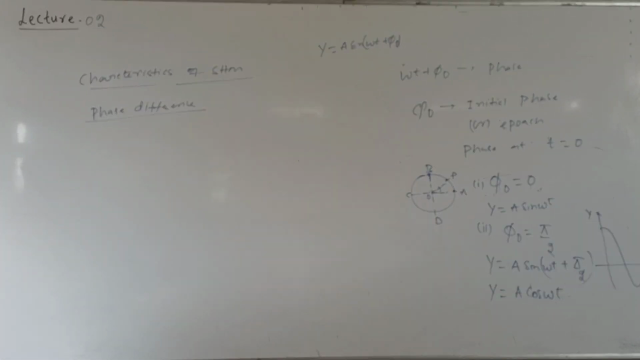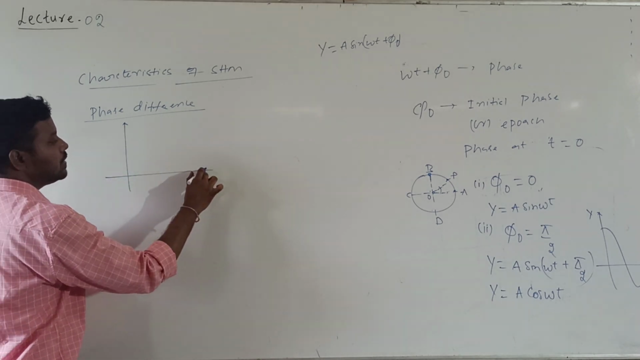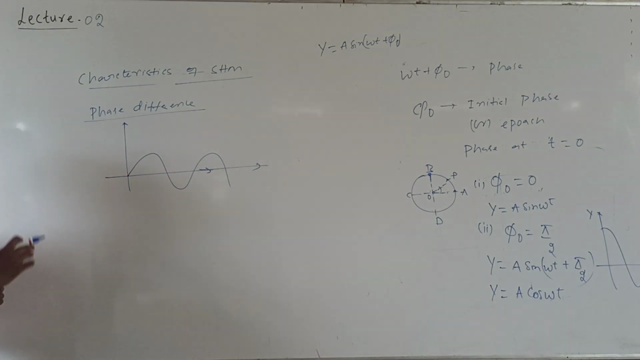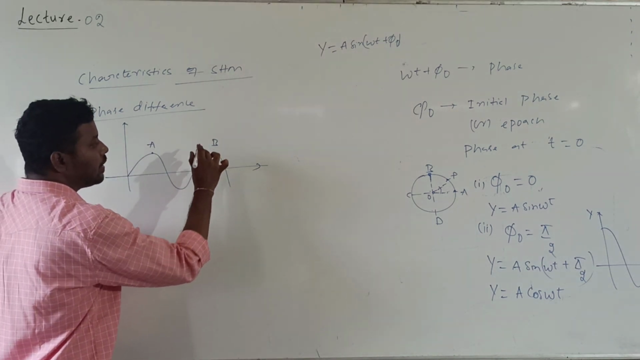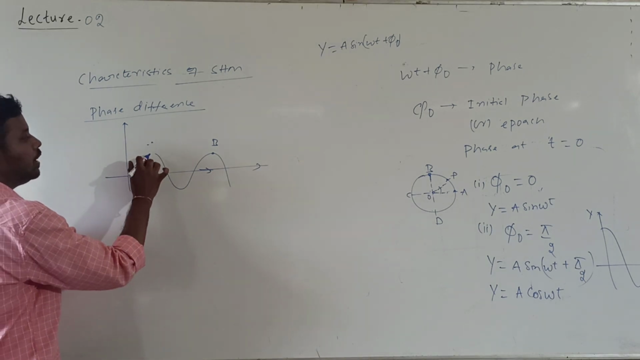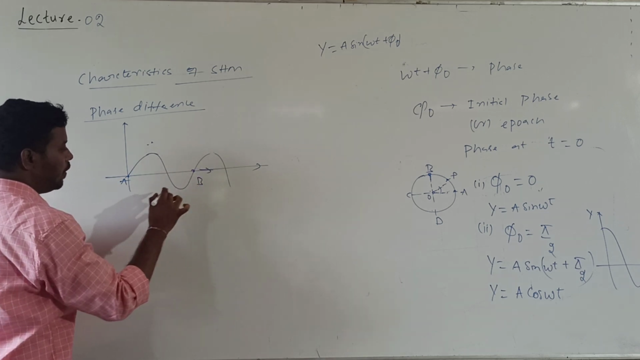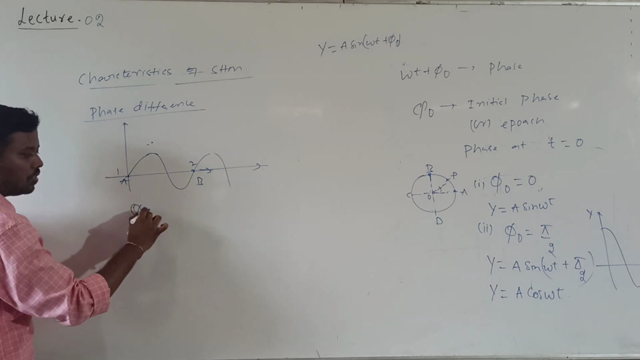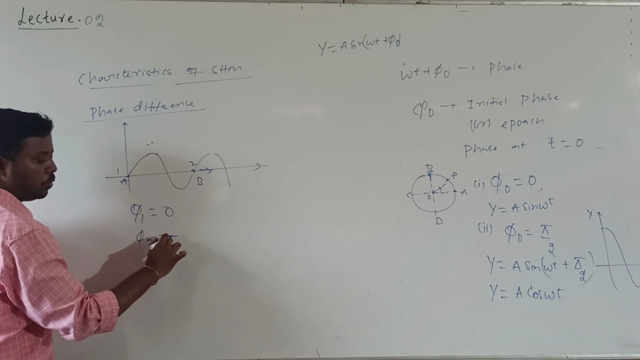Phase difference is nothing but the difference between the phase angles, the difference of phase angle of two particles. Let us suppose a wave is moving like this, as already studied in the wave chapter. Here one particle was there at A, and another particle was there at B. When the particle was at A, its phase value is 0. When the particle was at B, its phase value will be equal to 2 pi.